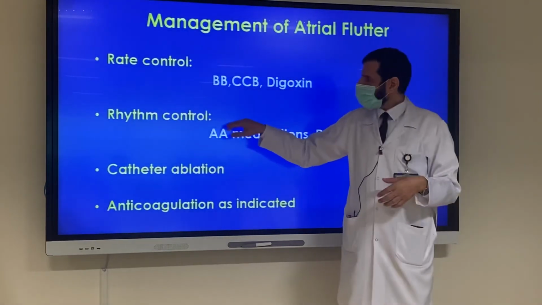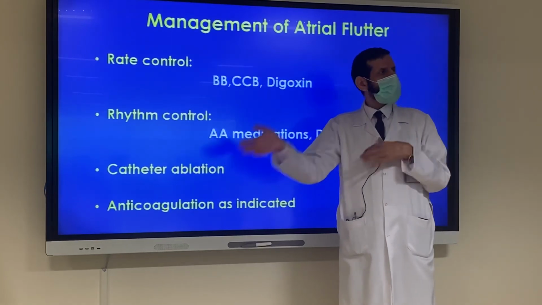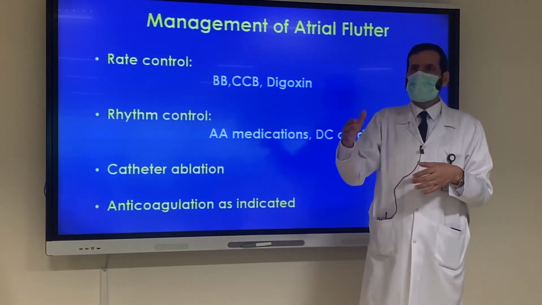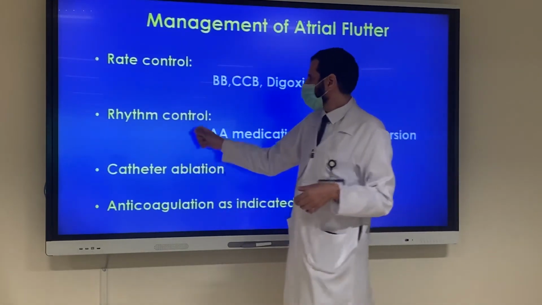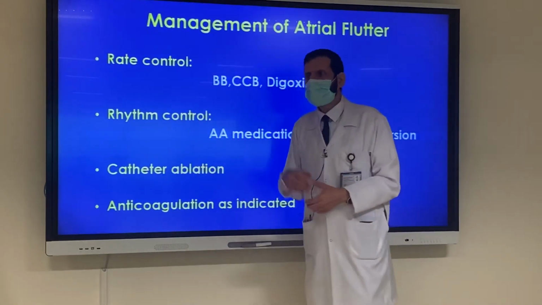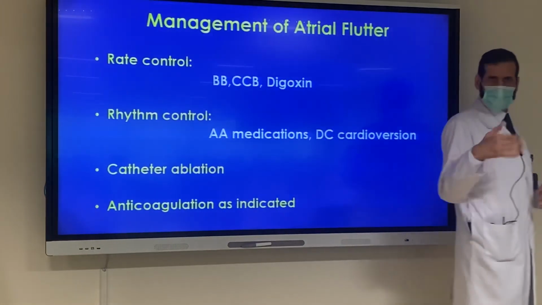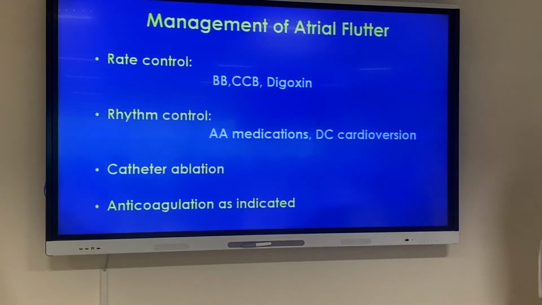We may start rhythm control, try to keep him in sinus rhythm, and he goes back again to flutter all the time, then we think, okay, just go back to rate control. But if the rhythm control is catheter ablation, it's very successful in typical atrial flutter. So again, we consider it early for atrial flutter.